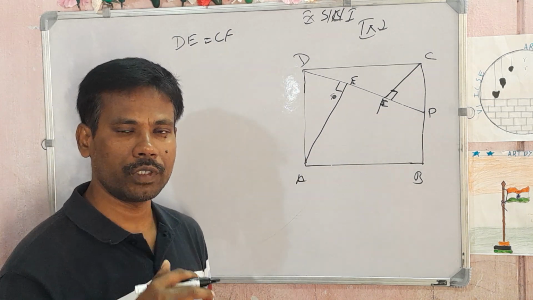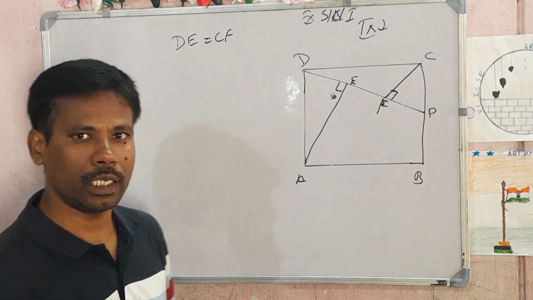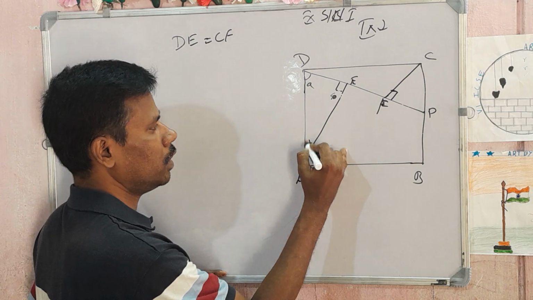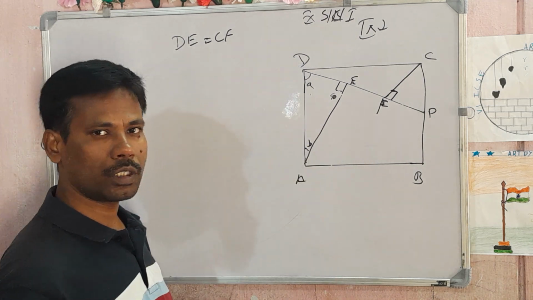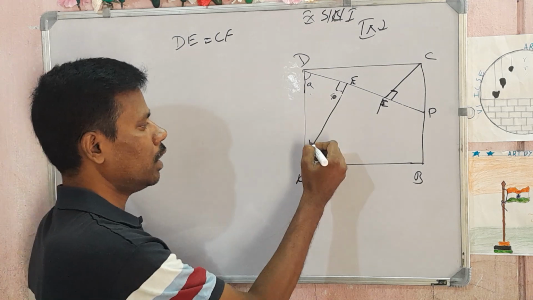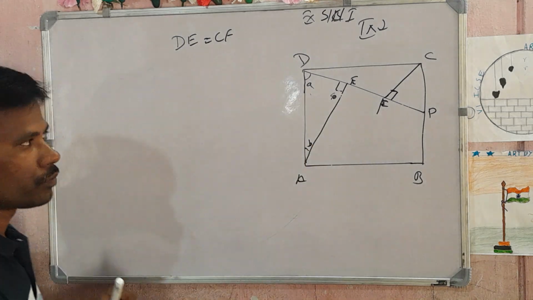When you add the sum of the other two angles, the result should be 90. So if this is 90, mark this as A, mark this as B. Angle A plus angle B is how much? One angle is already 90. The sum of three angles of a triangle is 180. So angle A plus angle B is 90.